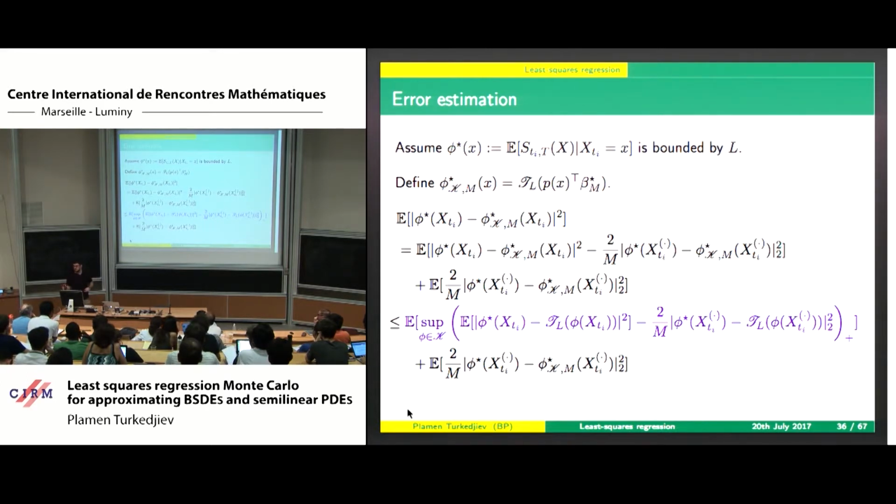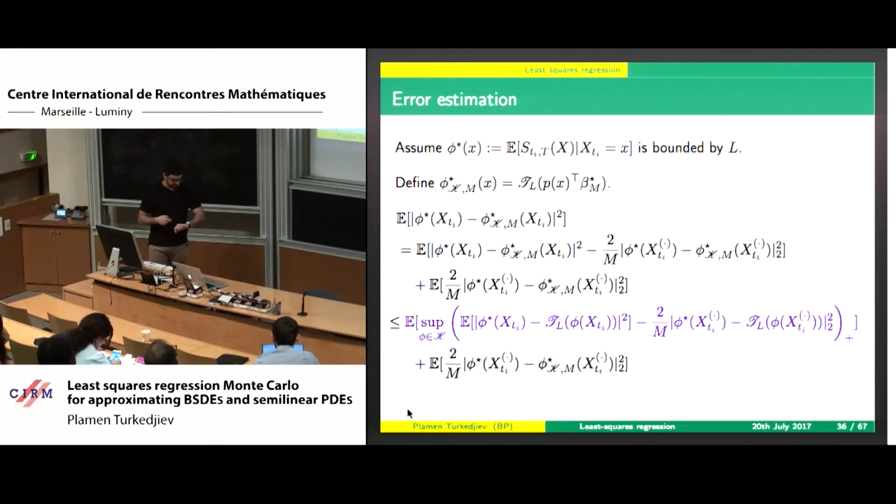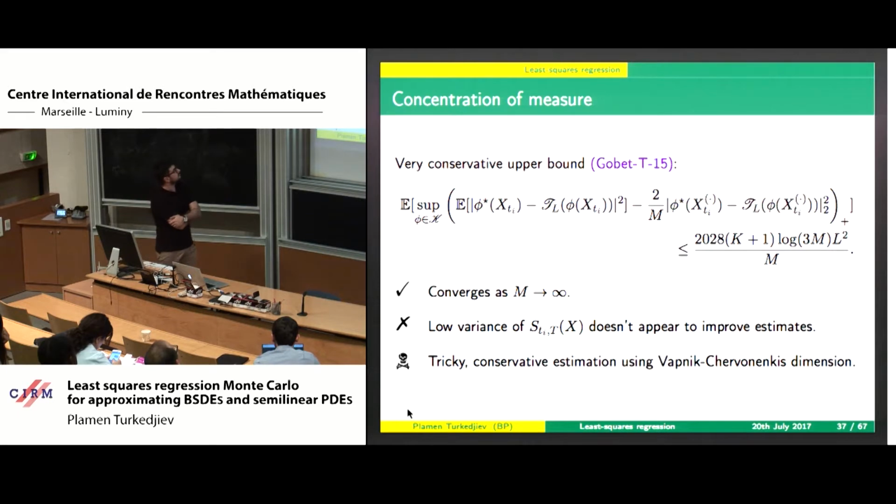In fact, in the BSDE setting, it's not very difficult to force this kind of condition by truncating the payoff function, and the error you introduce by doing that is very low. Anyway, what we're left with is two terms to approximate. The first one is this divergence term. The second one is just an error in the L2 norm.